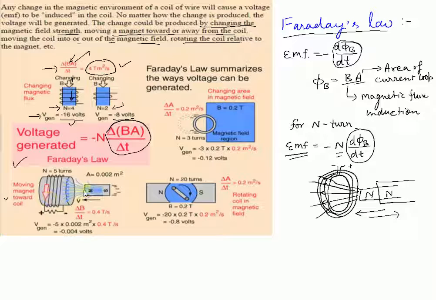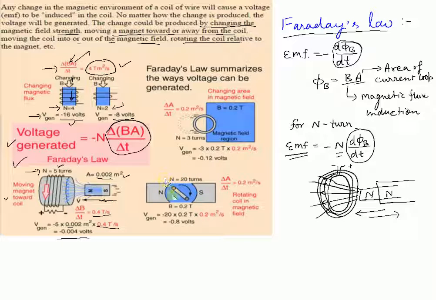In the second one, this is the bar magnet, and the bar magnet is moving in the inward direction, towards the coil, right? The magnetic field is associated with this one. The number of turns is 5, the area of the coil is 0.002 square meter, and dB/dt is equal to 0.4 tesla per second. If we put all these values into this formula, known as the voltage generated from Faraday's law, N is equal to 5, dB/dt is 0.4 tesla, and A is this one. So the voltage which will be generated in this coil will be of the order of minus 0.004 volts.